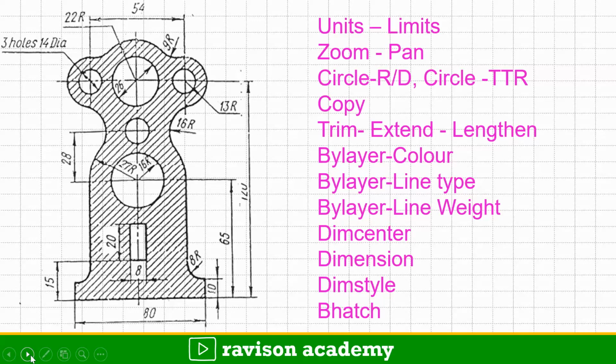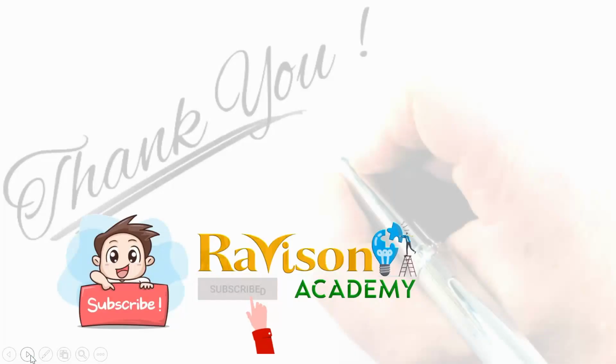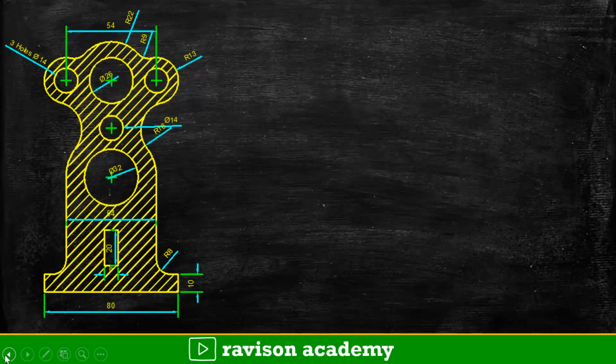And for editing, commands like trim, copy, extend, lengthen can also be used. For changing the line color, you can use the bylayer command. Line type and line weight you can also change using bylayer. And finally, the cross lines, section lines can be drawn using the hatch command, boundary hatch command. So a complete drawing should be done.